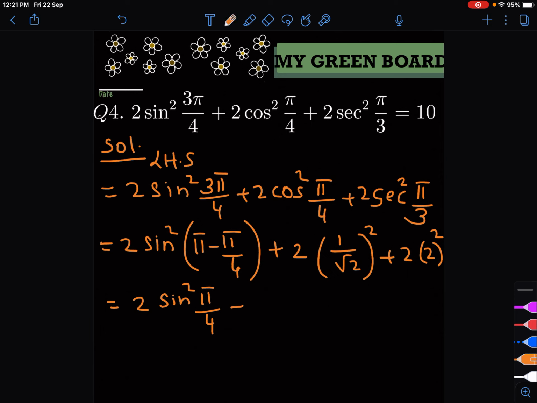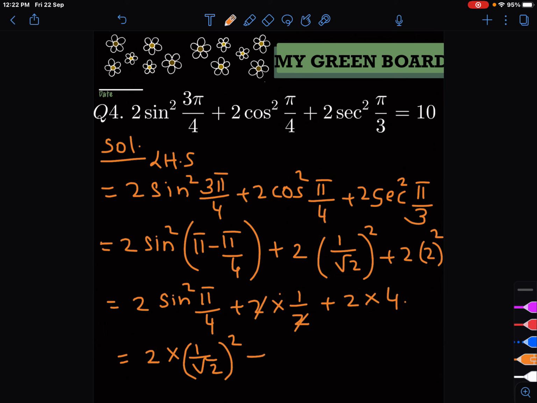Now again plus 2 cos square, the same thing we got, no? So 2 sin square pi by 4, we are putting, plus 2 into 1 by 2, plus 2 into 4. Now the value of sin pi by 4 is 1 by root 2. 2 into 1 by root 2, the whole square. These two get cancelled, plus 1 plus 2 into 4.